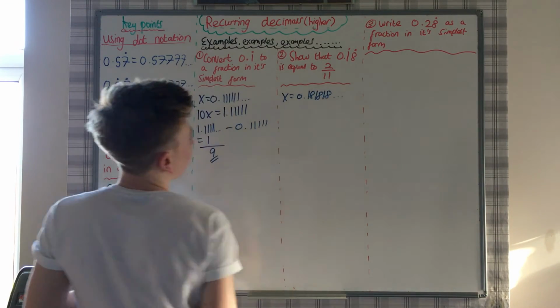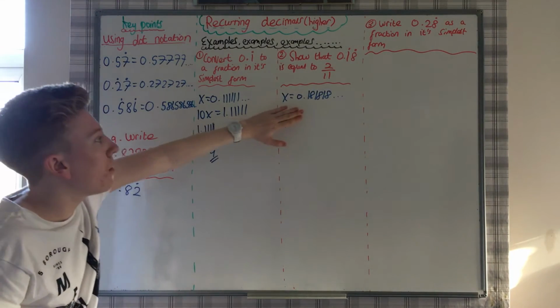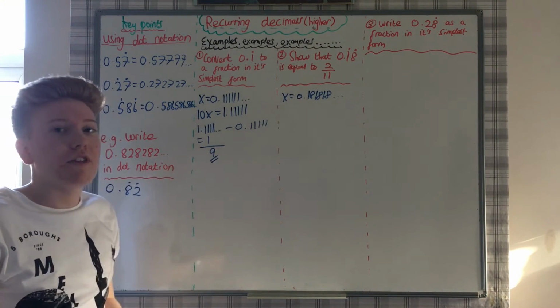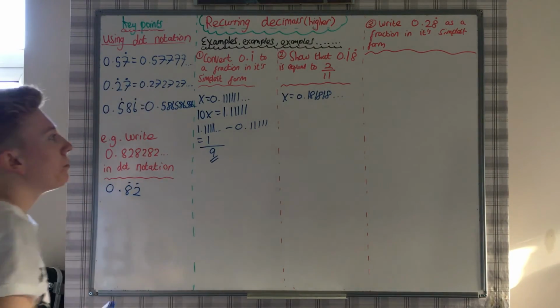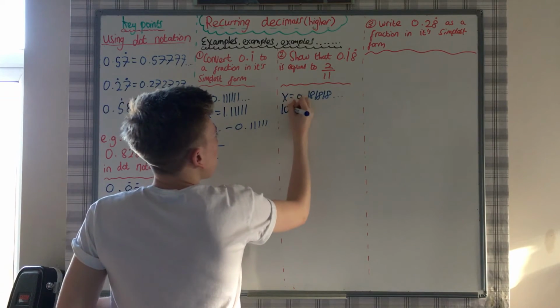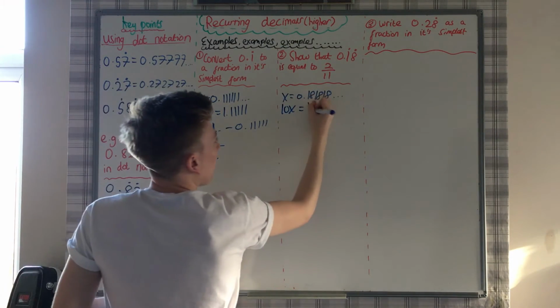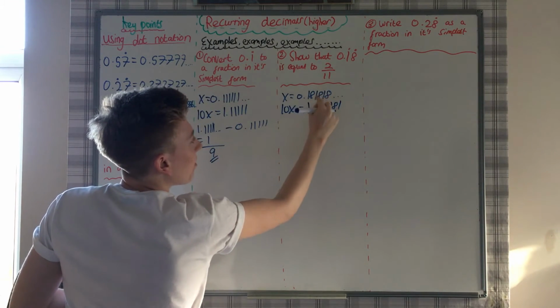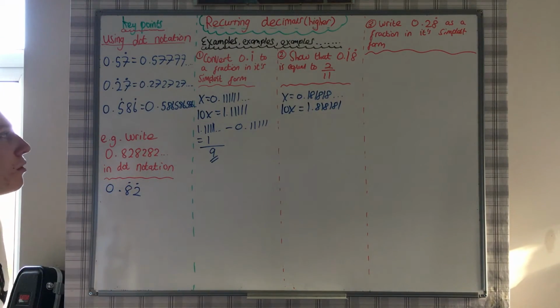So x we call this, which is 0.181818 and so on. Now we know, because we've got 2 recurring values, that if we multiply by 10, we're not going to be able to subtract x from 10x, because that's still going to give us a recurring value after the decimal point. We're going to have to multiply by 100, but I'll show you why it doesn't work. So if we multiply by 10, we're going to get 1.818181, and clearly this subtracted from this isn't going to get rid of that after the decimal point.